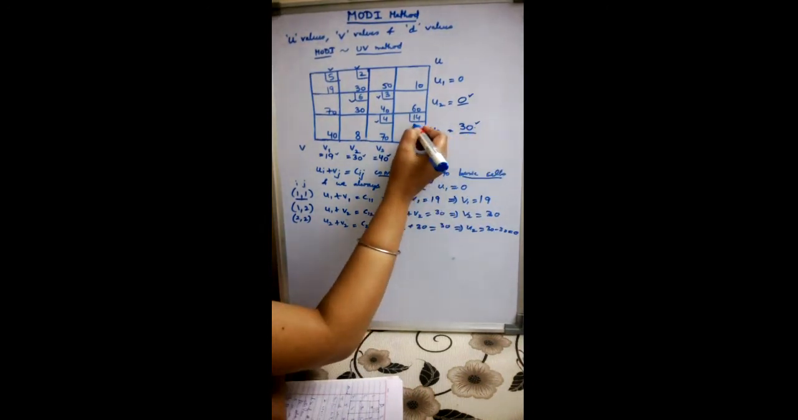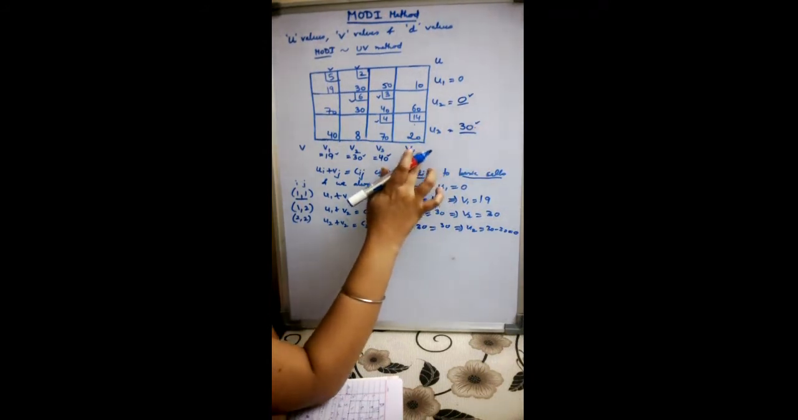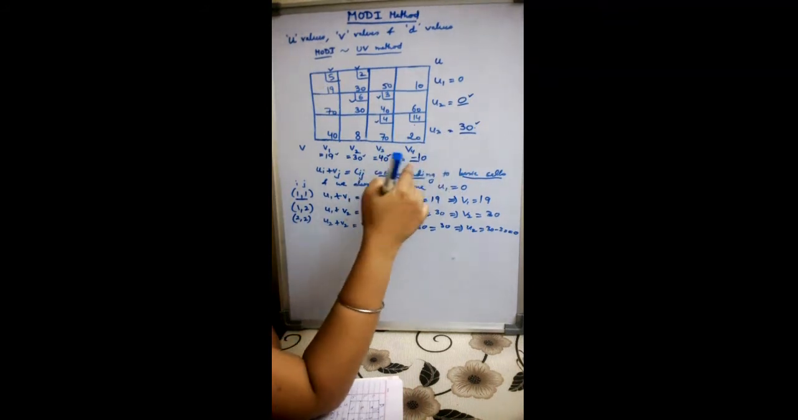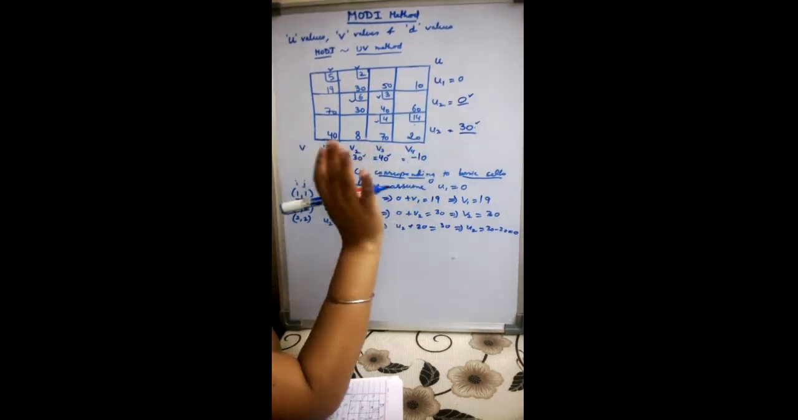Corresponding to this is occupied, so we can find out this value. 30 plus what is 20? 30 minus 10 is 20. So we can get negative values also here. It is not mandatory that you get a positive value. You get either 0 or negative or positive value.